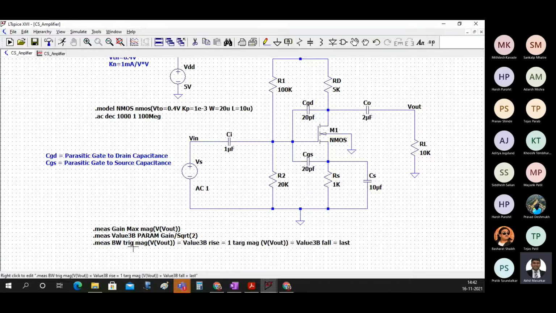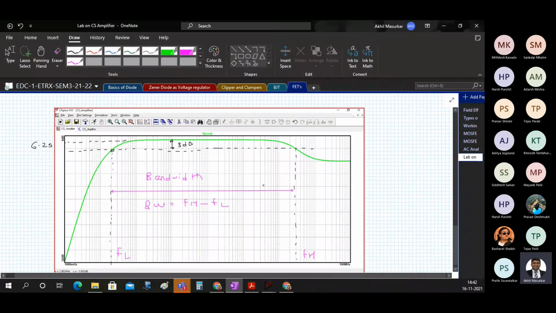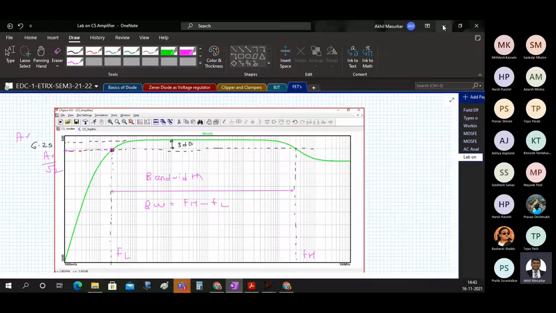Now, the next thing that I want to calculate is the gain at this point. So this 3 dB means you cannot say minus 3 dB and draw a line. We cannot tell SPICE like that. So we have to give the formula for gain. If this maximum gain is AV, this point will have a gain of AV by root 2.